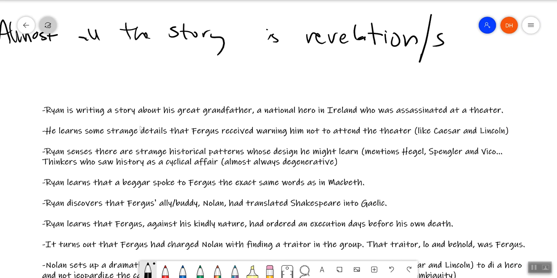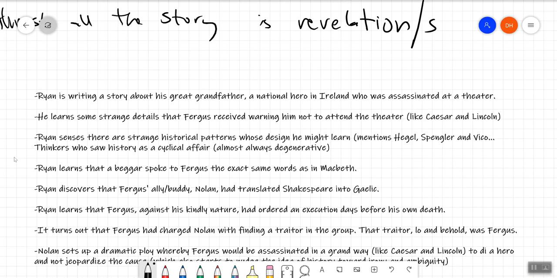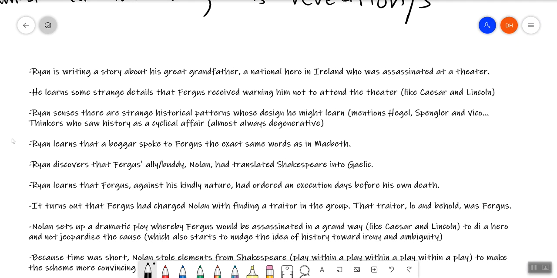Ryan, the grandson, is writing a story about his great-grandfather, a national hero in Ireland who was assassinated at a theater. Sound familiar? He learns some strange details that Fergus, his grandfather, received warning him not to attend the theater. You know, Caesar, Lincoln, right, assassinated in similar places. So he's setting up parallels. Okay, that's the literary parallel.